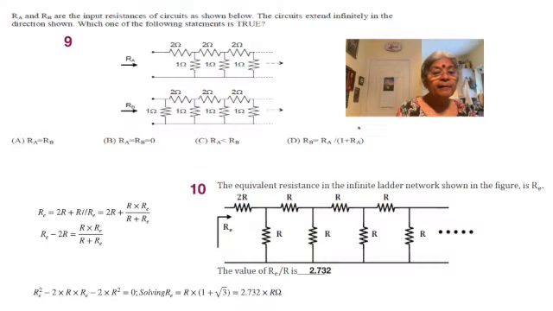So we have RE equal to 2R plus R parallel RE, which has been solved subsequently. So it becomes RE minus 2R is equal to R times RE divided by R plus RE. When you solve it out, it seems that RE is equal to R times 1 plus root 3. This is more or less always going to be true, and it's very simple to see that RE by R is equal to 2.732.